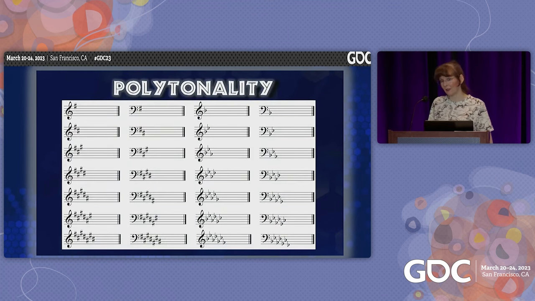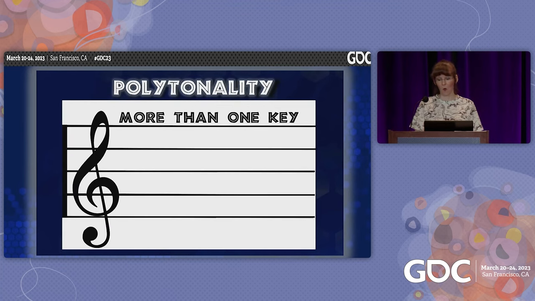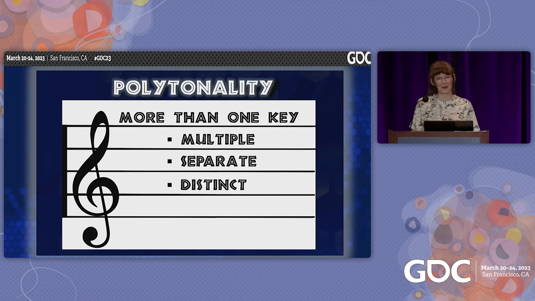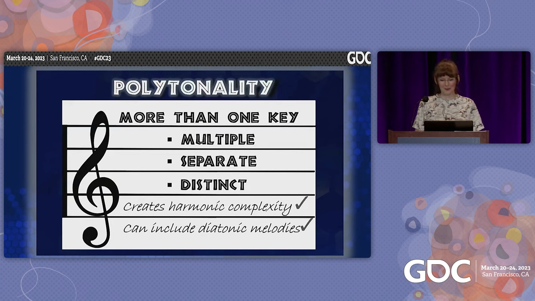Instead of hiding the tonal center, we construct our music to assert more than one at a time. When listening to a track that's structured in this way, we can sense multiple separate and distinct key signatures happening simultaneously. And this can create some really interesting harmonic complexity. Now, best of all, the music can include classically diatonic melodies and still feel conspicuously weird due to all of the unrelated chord structures that are happening beneath.